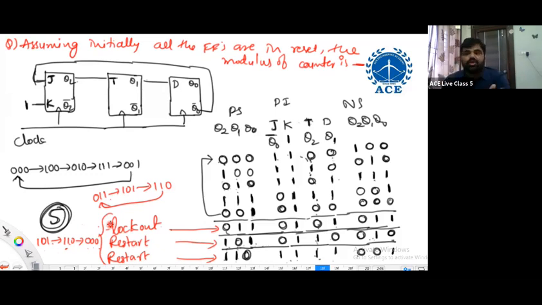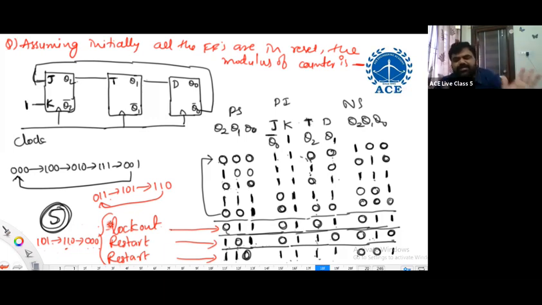If the counter is entering into an unused state, it may be coming back to a used state. I'm not saying that the next state is used. It may be coming back to a used state after a few clock cycles also. Then it is called restarting. And what is self-starting? For each and every unused state, if you are observing there is a restarting, then it is called self-starting.